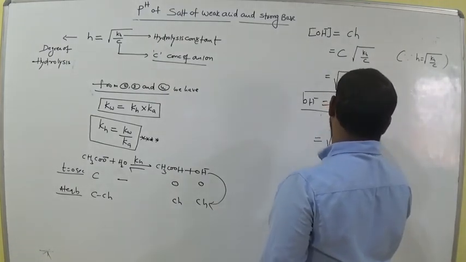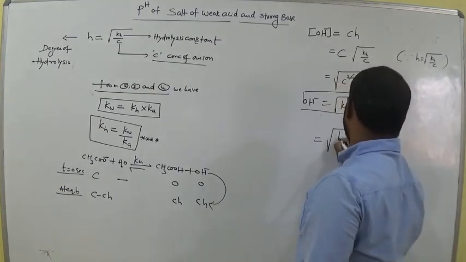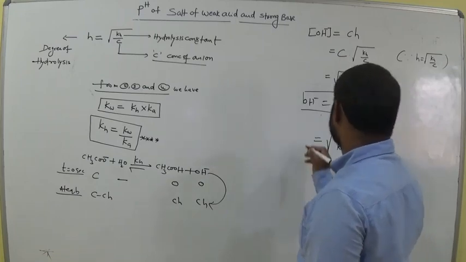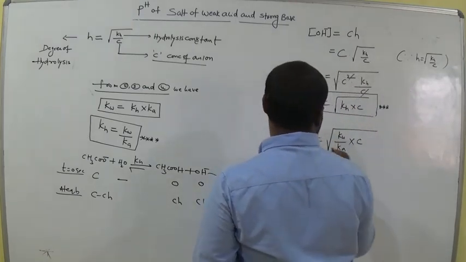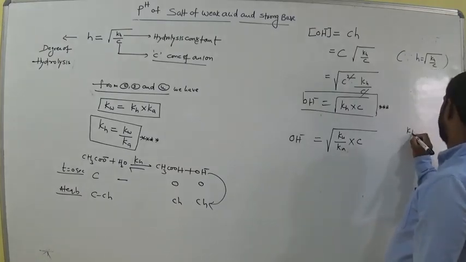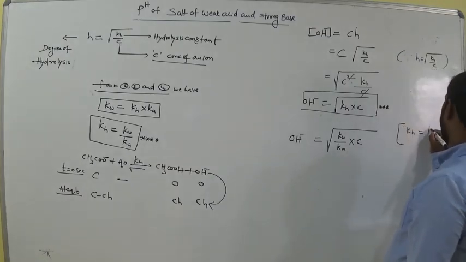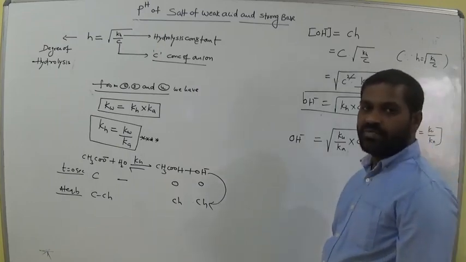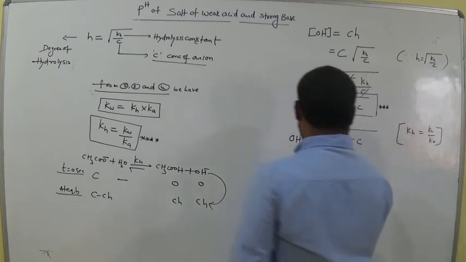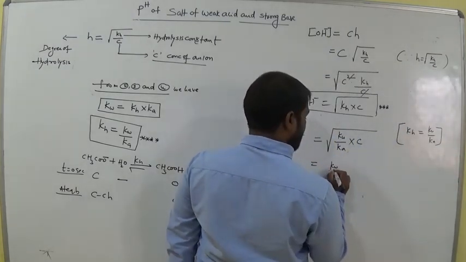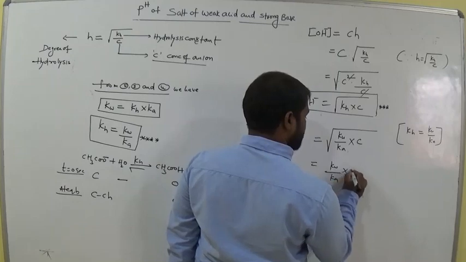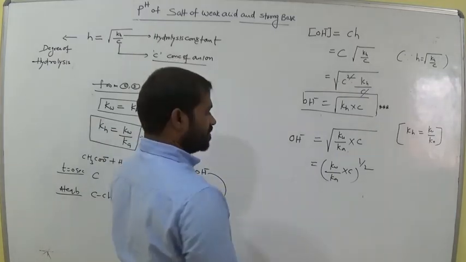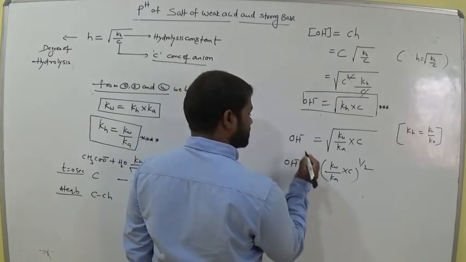So now the Kh value, how much is it? Kw by Ka, and into C, am I right? This is the OH minus ion concentration. Kh is equal to Kw by Ka, clearly all of you. So can I write this expression as Kw by Ka into C whole to the power of square root? Now this is the OH minus ion concentration.